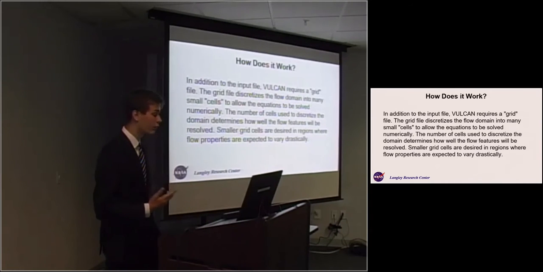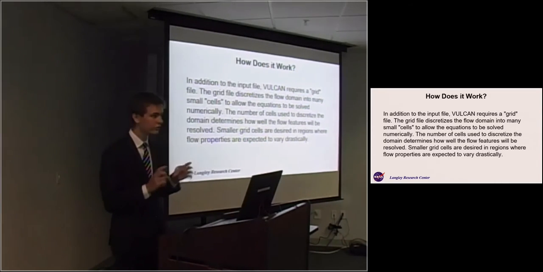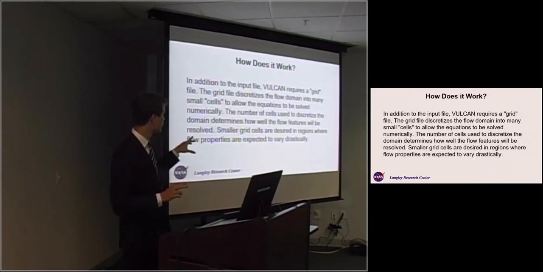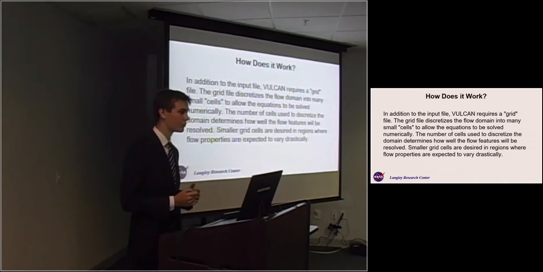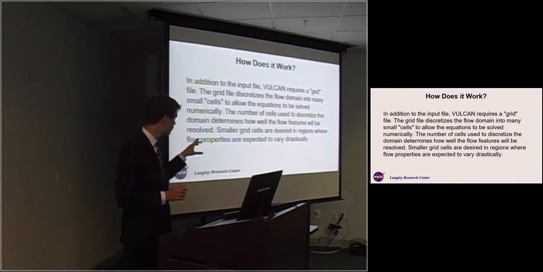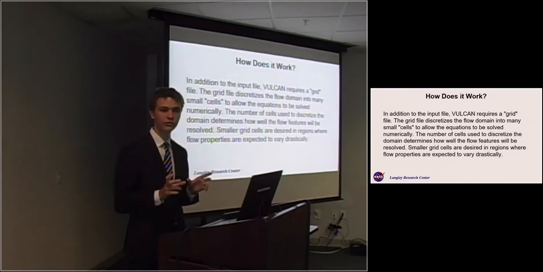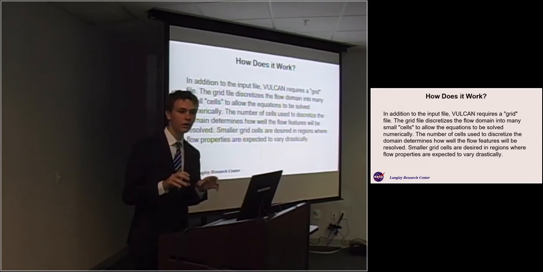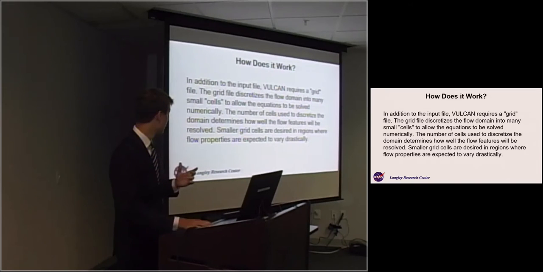So in addition to the input file, Vulcan requires what's called a grid file. Basically what this does is it takes a CAD file, a computer-aided design drawing, and turns it into a series of cells, which are similar to an Excel spreadsheet, just a lot more complicated. The software runs the models inside each cell. So the more cells you have, the more accurate an output you're going to get.